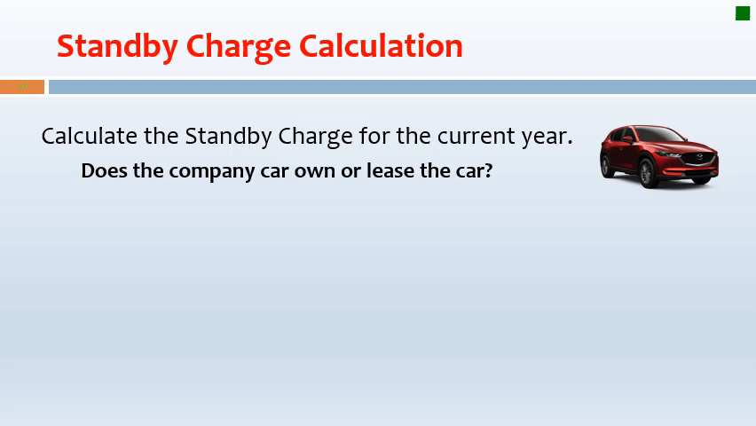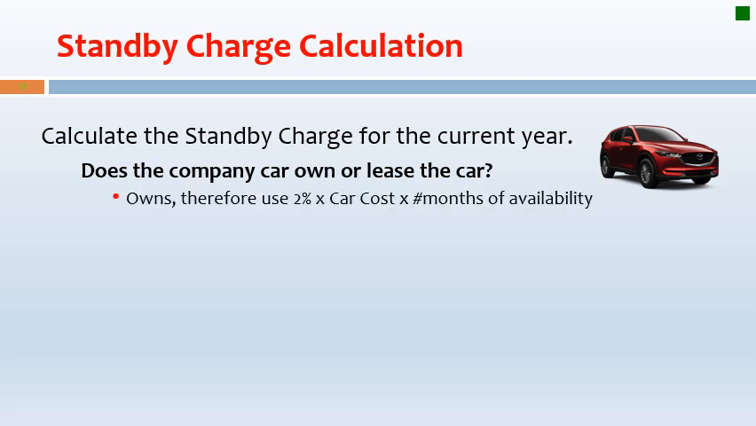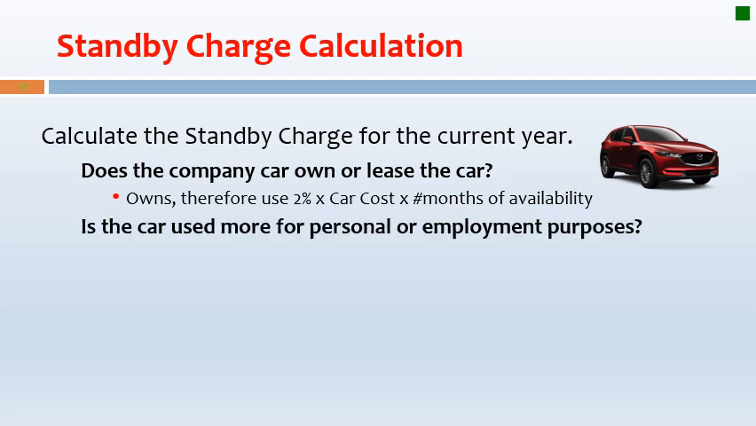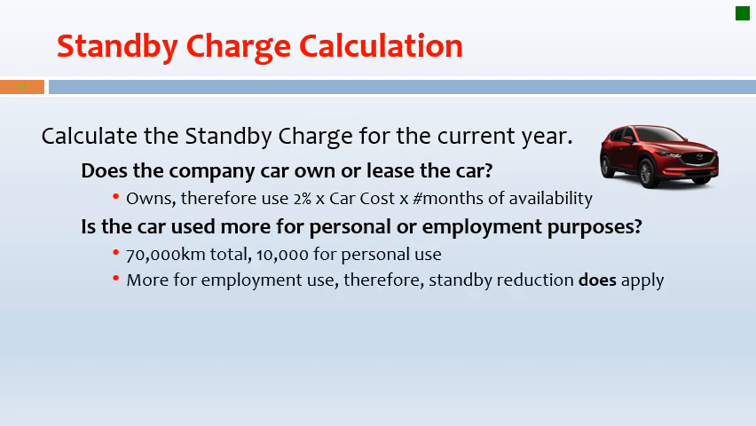First, does the company own or lease the car? Well, in this case, they own it. So we're going to use the 2% of the cost of the car times the number of months that the car is available to the employee. Now, secondly, we're going to evaluate whether we can reduce the standby charge by asking if the car is used more for employment or personal purposes. Given that there were a total of 70,000 kilometers driven in the year, and of those 10,000 were driven for personal use, we can assume that it's driven more for employment use, and the standby reduction is going to apply.